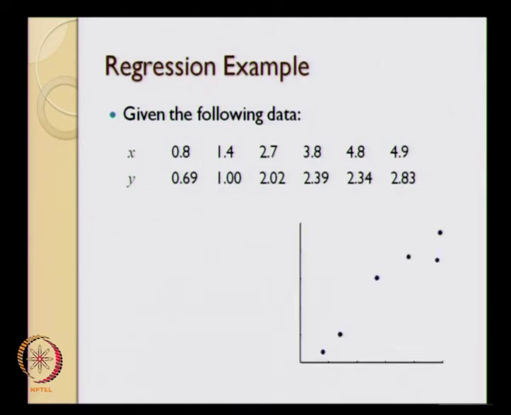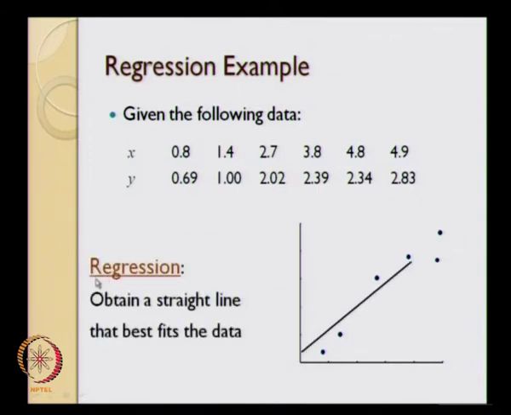What we have done over here is plotted y against x, and these are the 6 data points. Regression in this particular example is a means to obtain a straight line that best fits the data. In general, we may not necessarily be interested in fitting straight lines, we might be interested in fitting some functional forms to the given data, but for motivating examples in the beginning, we will just look at fitting straight lines to the data.